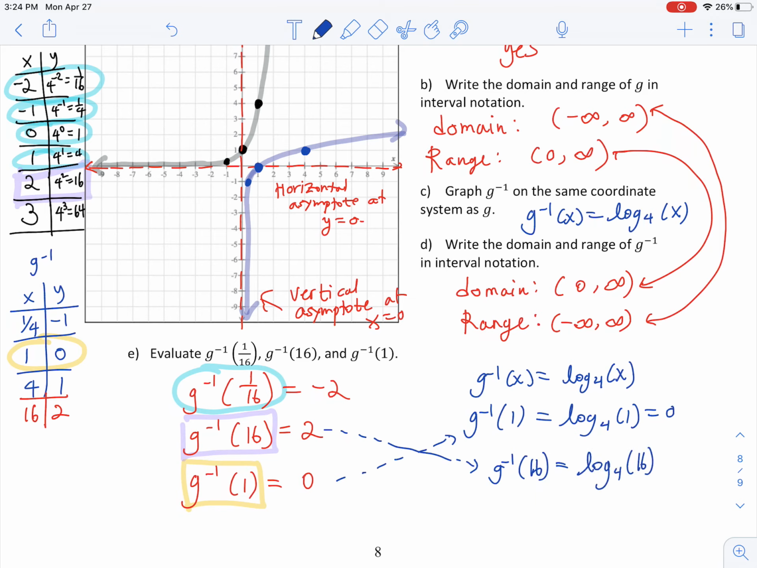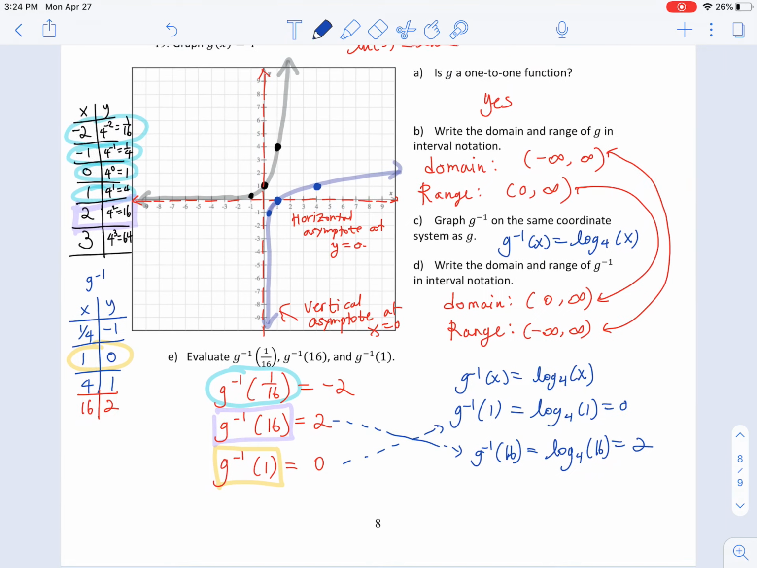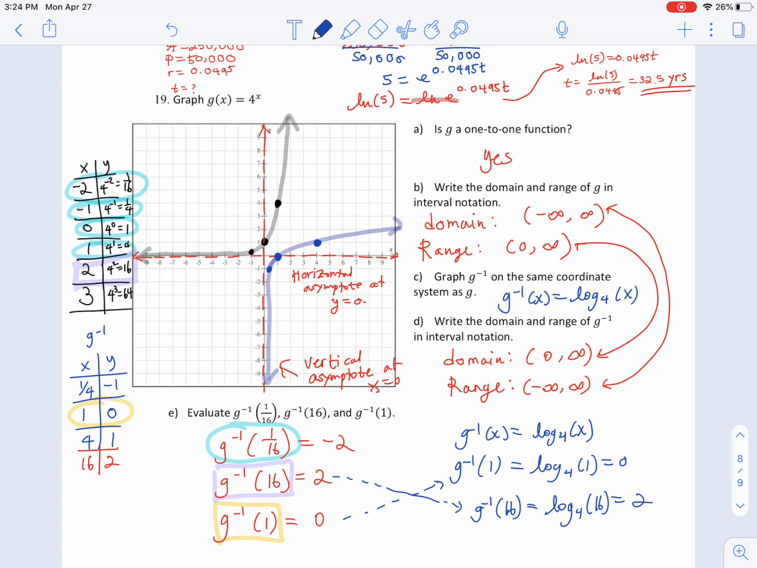16, that will be log base 4 of 16. And what's that going to be? That's going to be 2. So similarly for the first one too. That's what you can do to evaluate. I would definitely use the XY table, okay? Because they're not giving you some crazy values. They're giving you the values that we kind of saw on the original XY table for the g of x.